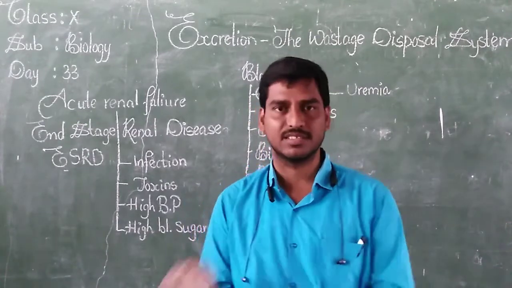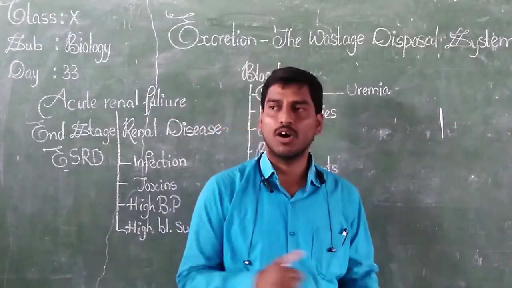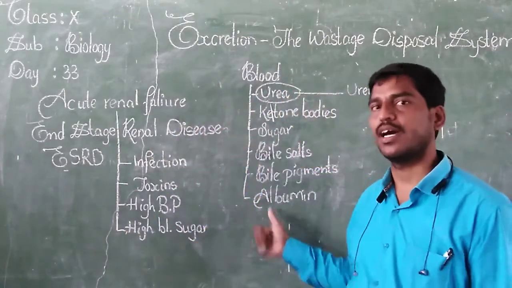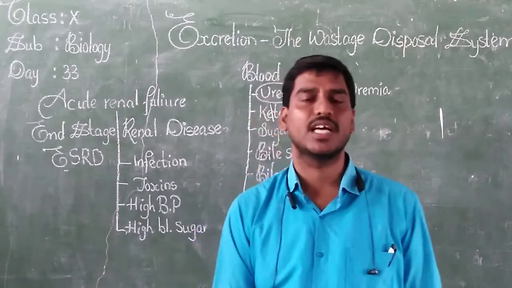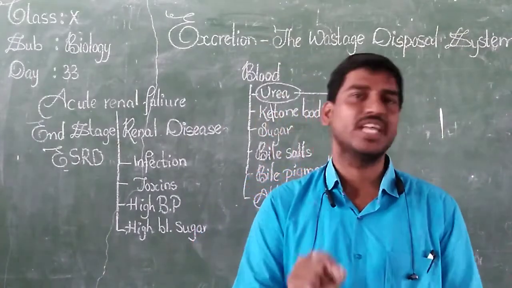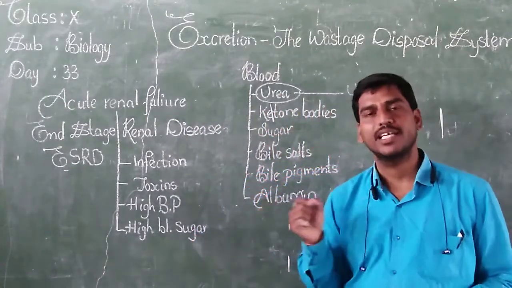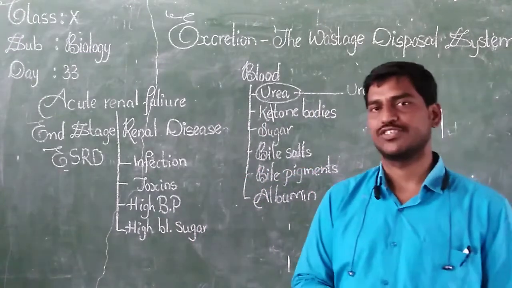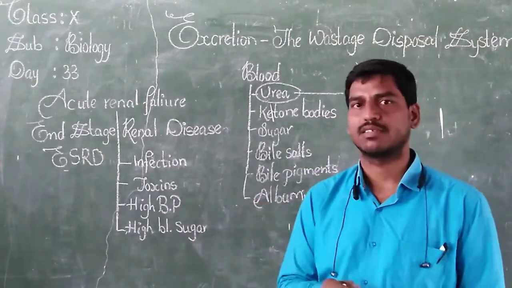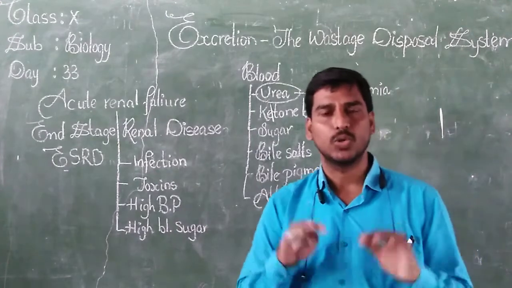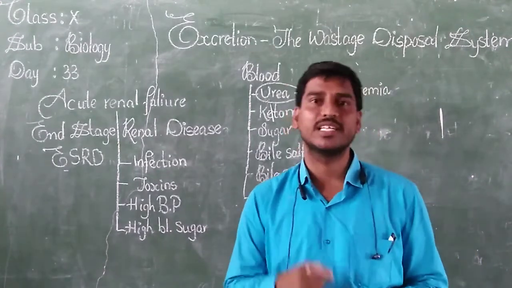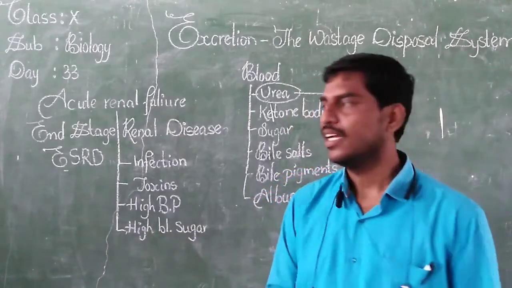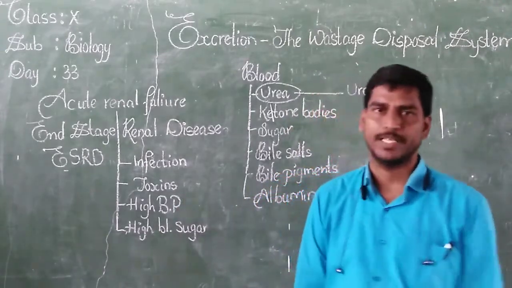All these unwanted or waste metabolites start interfering with our metabolic functions. When they interfere with our metabolic functions, it results in sluggishness, slowness of our metabolism. Then we feel tired, we feel exhausted, and we may not function properly.